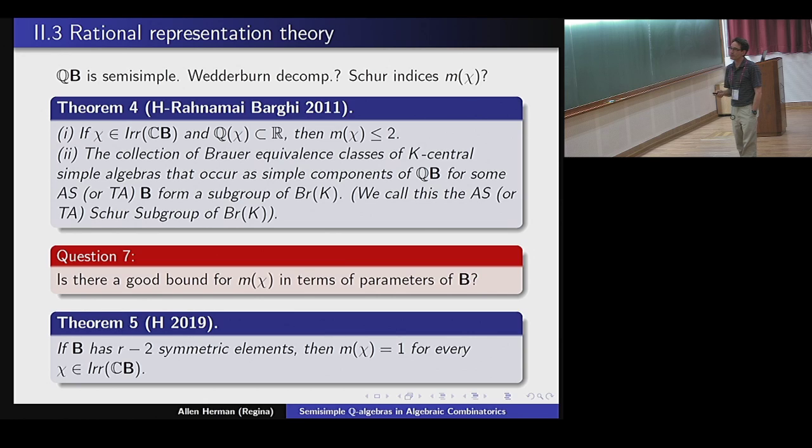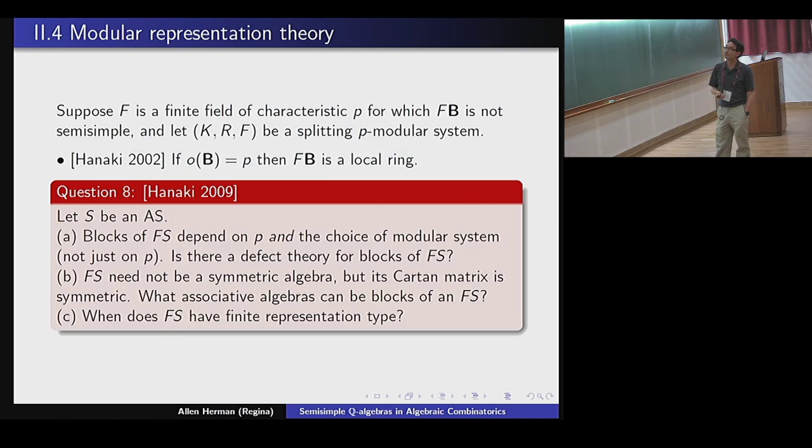This is a new result: if you only have 2 asymmetric elements, then the rational Schur indices are 1. A lot like S3 in that case. D3, I should say.